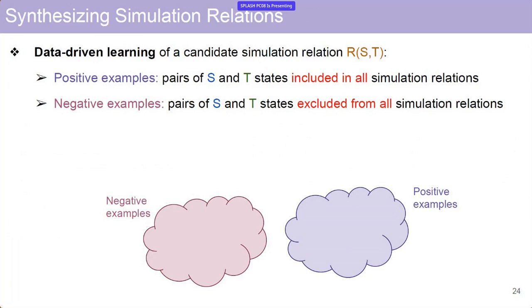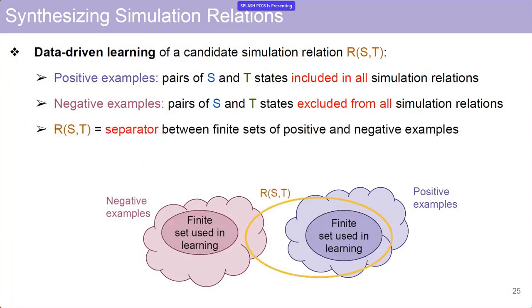So let's say those two regions represent these two sets. We know that we always learn from a finite set of examples. So assume we are given a finite set of negative examples and a finite set of positive examples. Then we learn some separator between those two sets. However, as we can observe here, not every separator between the two finite sets will be a valid simulation relation.